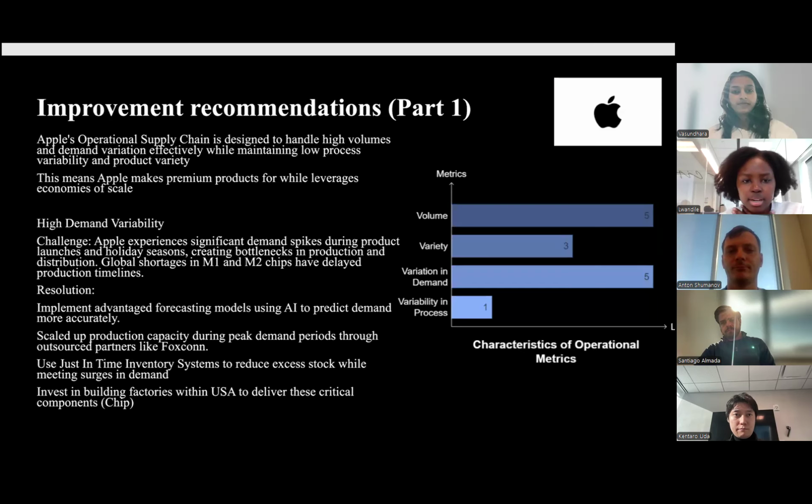So in the next slide, to improve these and battle the high demand variability, the challenges that come from high spikes during the launch of products, we've come up with solutions. They have to implement advanced forecasting models using AI to predict demand more accurately, to scale up production capacity during peak demand times. And they also invest in building factories within the USA to deliver these complex components.